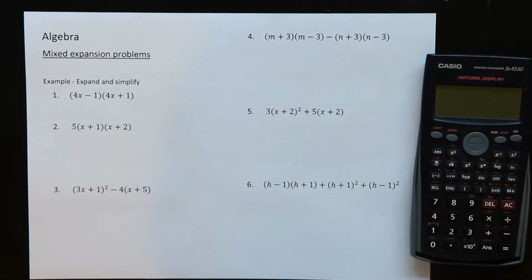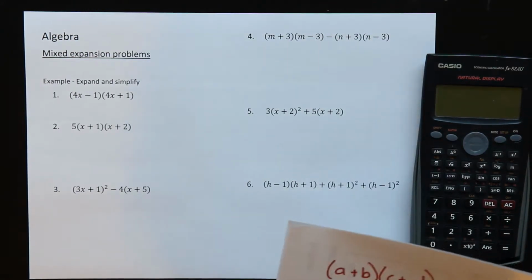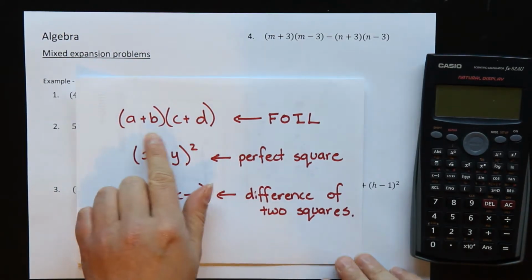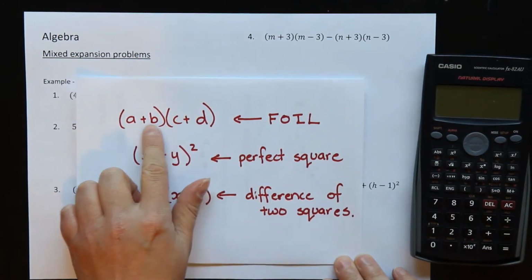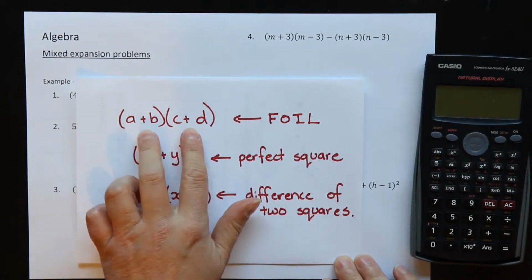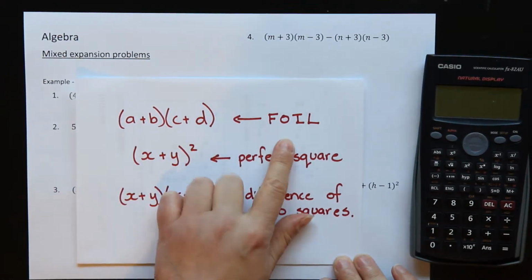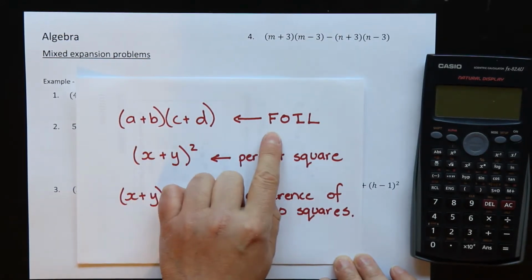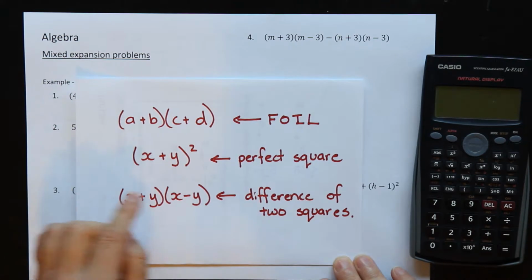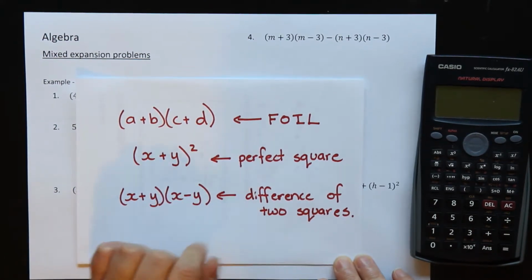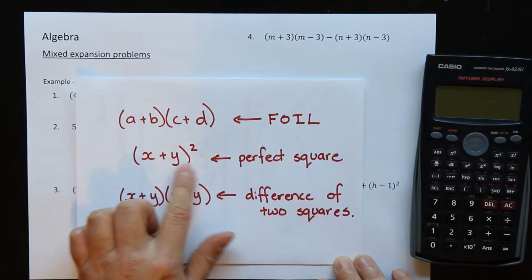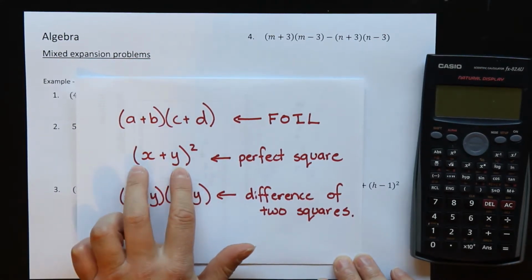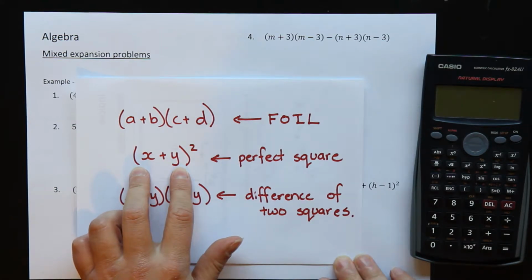For the last few lessons we've been learning about different binomial expansions. The first lesson we looked at expanding two brackets where the two brackets had completely different things inside them, and we learnt that if we follow the steps in FOIL we could expand those brackets. The next lesson we learnt about perfect squares, which looks like one bracket, but it's really the same bracket times by itself. And we learnt a shortcut to expand that.